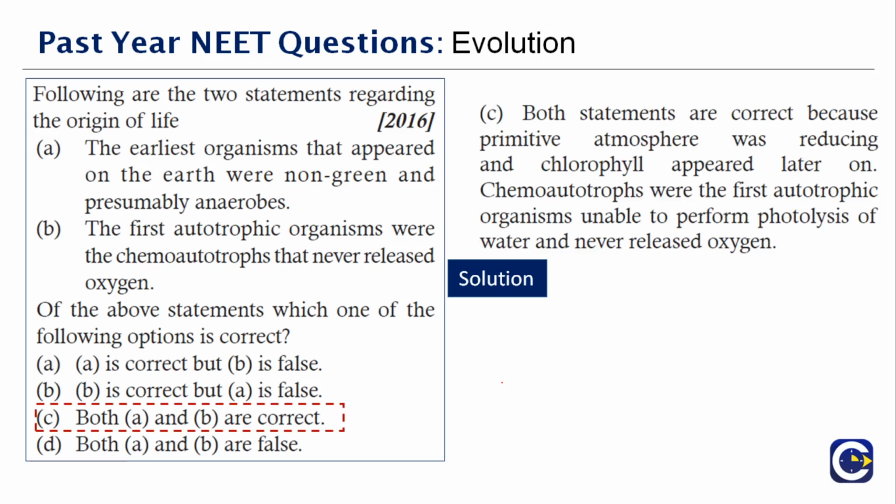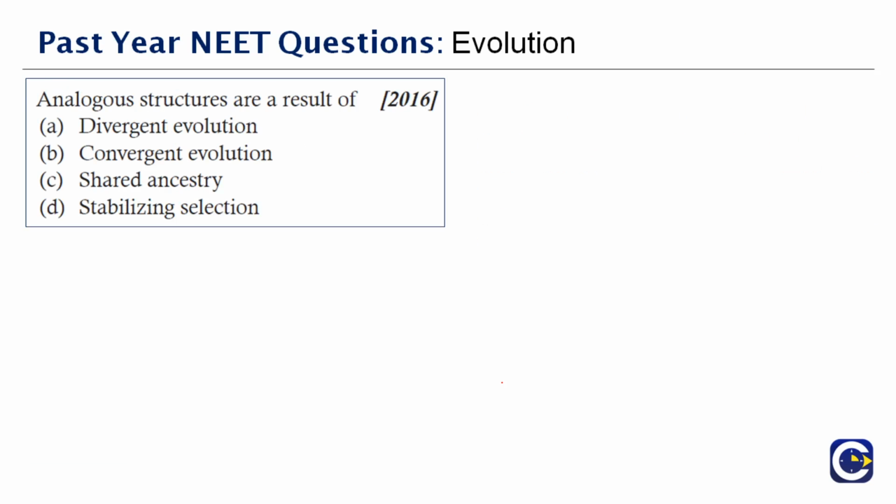Okay. Next question here. Analogous structures are a result of dash. What do you mean by analogous? Because we need to discuss that first, then only we can move into the answer. Analogous structures. Analogous structures are similar structures that evolved independently in 2 living organisms to serve the same purpose.